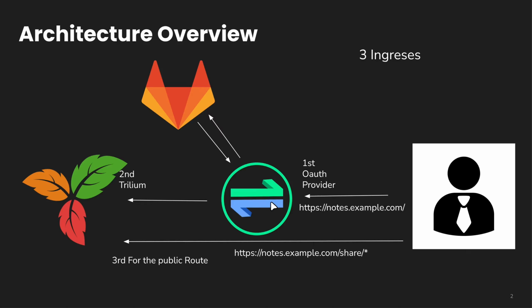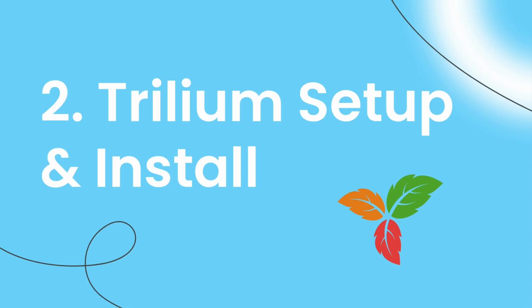The OAuth provider ingress will just exist on the web. Once you get a session, then everything downstream can happen. And then obviously the third is just a bypass that allows this path to exist publicly. And yeah, that should be everything that we're gonna need for today.